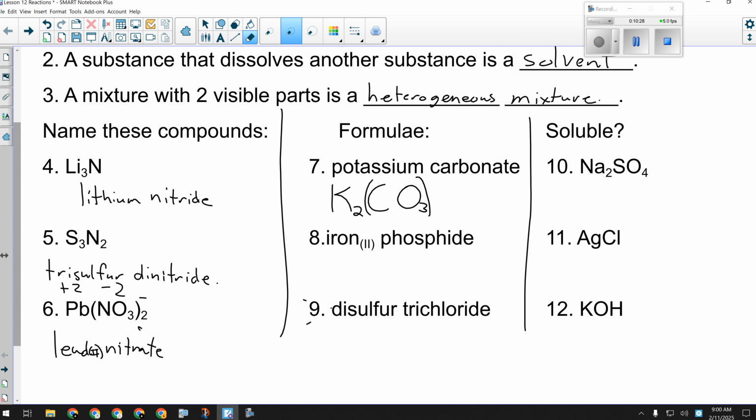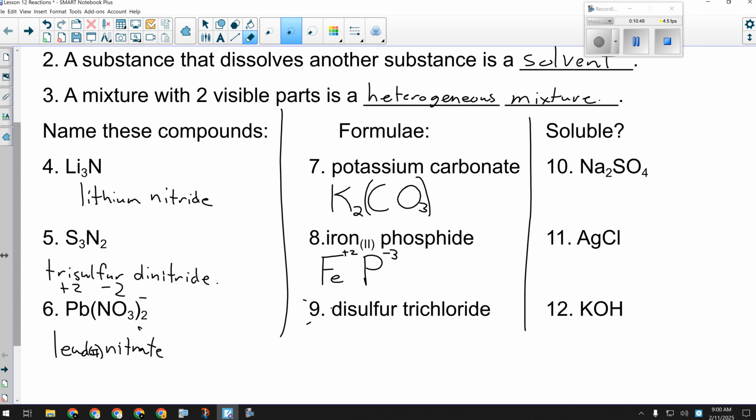Number 8, iron 2 phosphide, ionic or molecular? Ionic. Iron is a metal. Okay, so what does the Roman numeral tell me to do with iron? It has a charge of +2. So I put the 2 up there, and it's with phosphorus, which is P, and its charge is -3. Now what do I do?